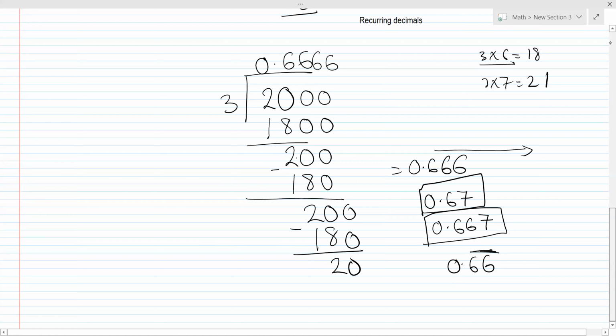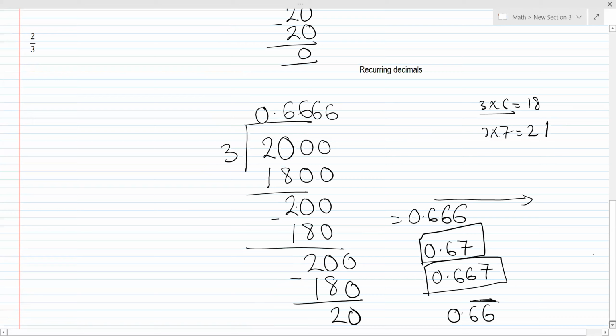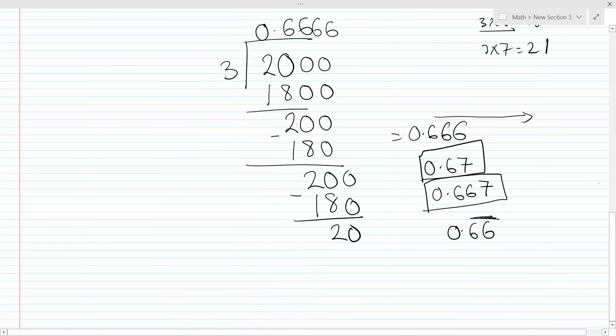Okay, so I'm going to talk about these more, but I just want to explain the idea of changing a fraction to a decimal. It's just to explain how to do it. And if you have any questions, please let me know. I'll do my best to explain it as best as I can.